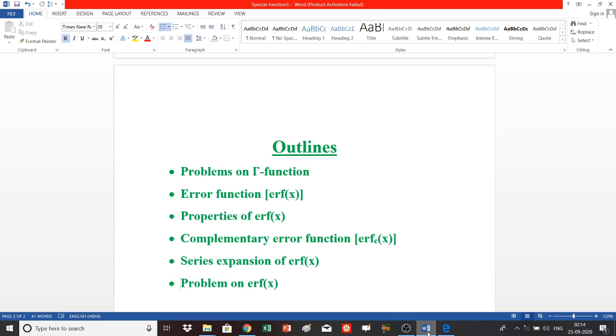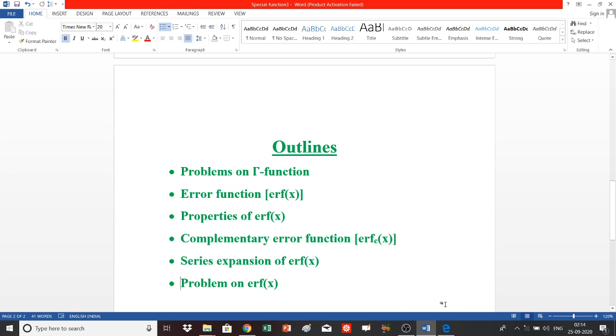First, we will solve some problems regarding the gamma function, and then we will come to another special function, which is called the error function and denoted by erf x, as it is written here. Then some properties of the error function, and after that the complementary error function erfc x will be discussed. Then we will expand the error function in series, and after that a problem related to the error function.